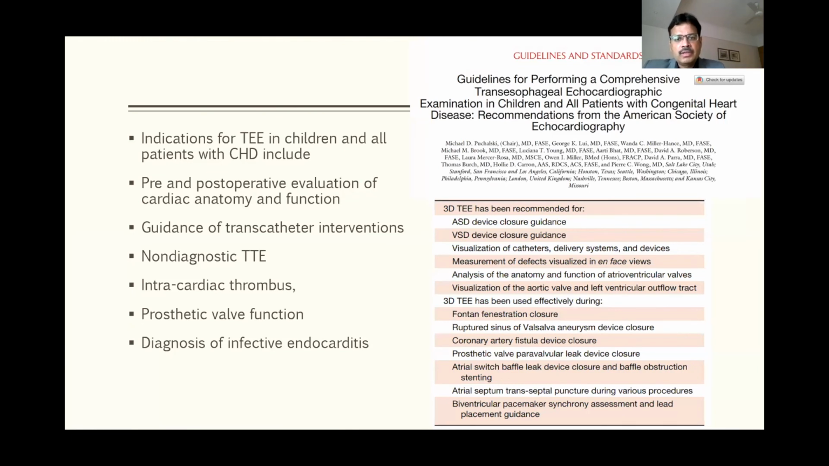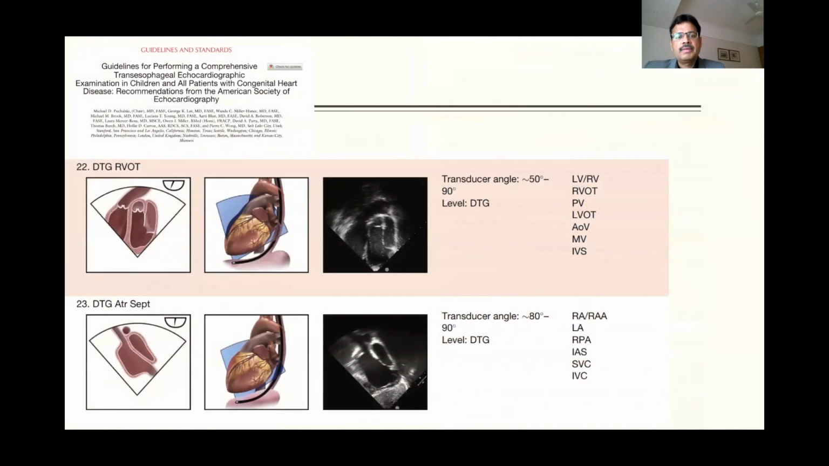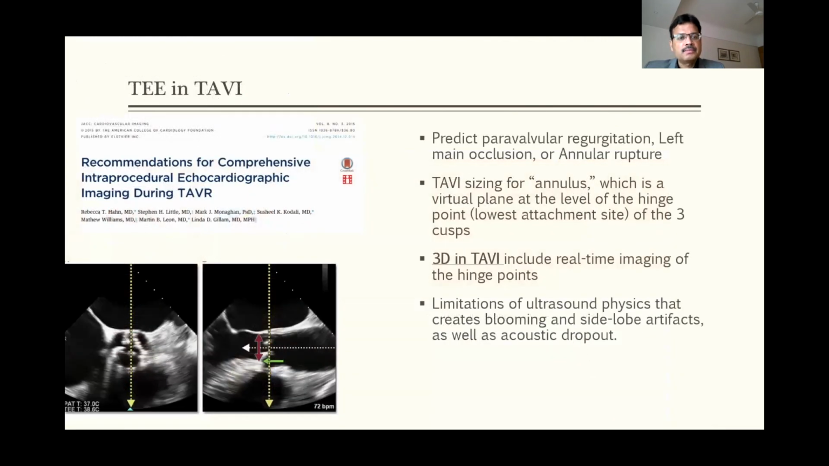The guidelines for performing a comprehensive transesophageal echocardiography in children and all patients with congenital heart disease have been recommended. These are the guidelines available by Puchalski, and they give excellent detailed guidelines for evaluating various congenital cardiac conditions. They also give excellent recommendations for usage of the 3D. Most of the recommendations are for procedures, devices, baffles, and leak management. One of the quirks of pediatric TEE is that the echocardiographers frequently like to flip the image to make it equivalent to what they see in a transthoracic, and it takes some getting used to.